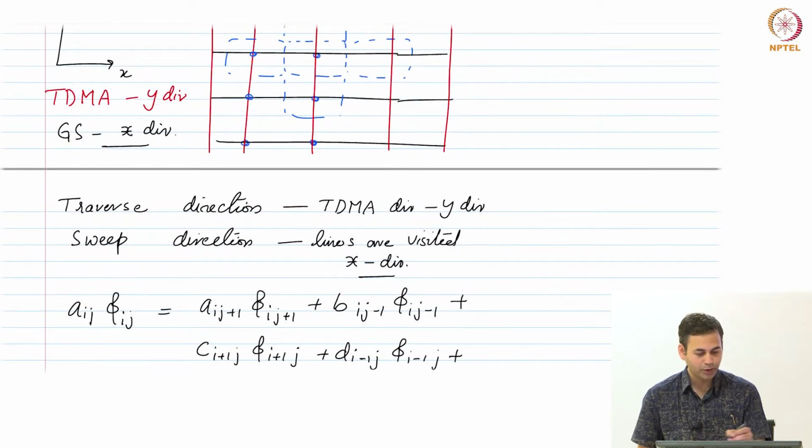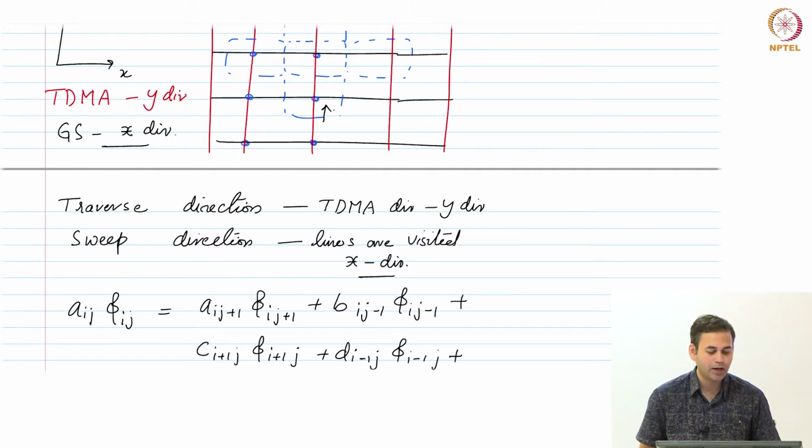So if we want to apply TDMA along the y direction, like along this direction, that means the coefficients a, b, c, d, or what would be unknowns if I want to apply the TDMA along the y direction? What will be my unknowns? Ij, would this be an unknown? Yes, this is an unknown, okay. So this is an unknown. What else would be an unknown? Ij plus 1, right. So this would be an unknown, and what about ij minus 1? It is an unknown as well.